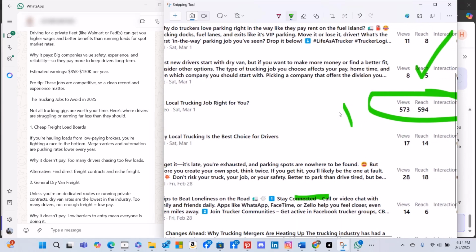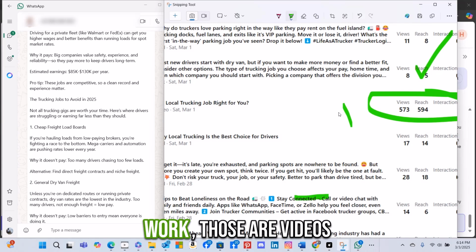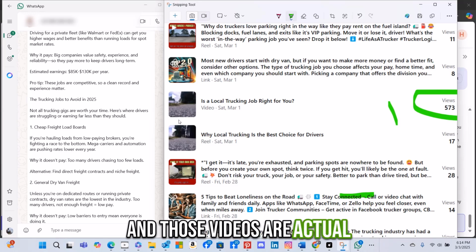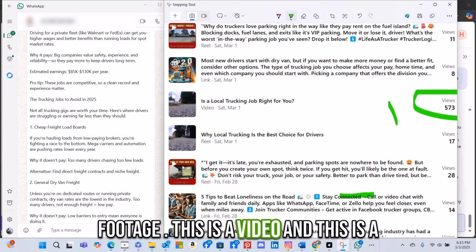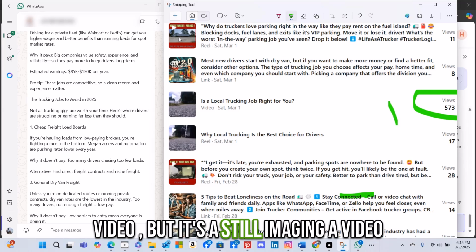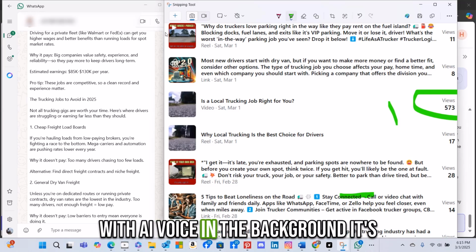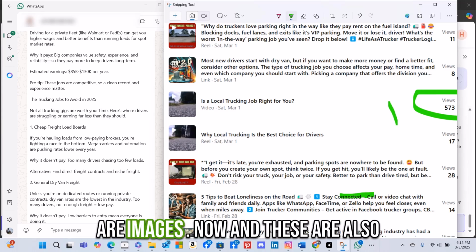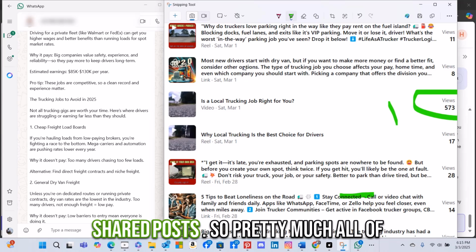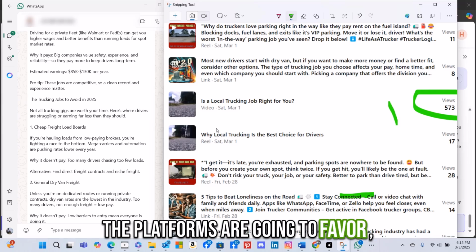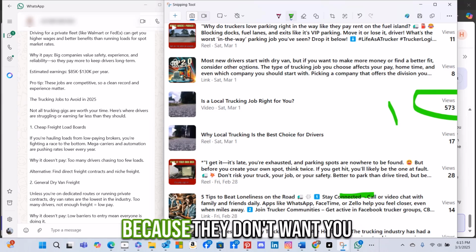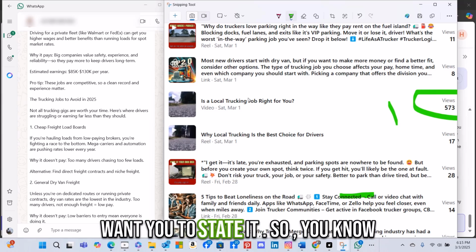Now, as far as the articles that work, those are videos. And those videos are actual footage. This is a video and this is a video, but it's a still image in the video with AI voice in the background. It's still actual footage. These are images, and these are also shared posts. Pretty much all of the platforms are going to favor native posts over shared posts because they don't want you clicking up out of the platform. They want you to stay there.